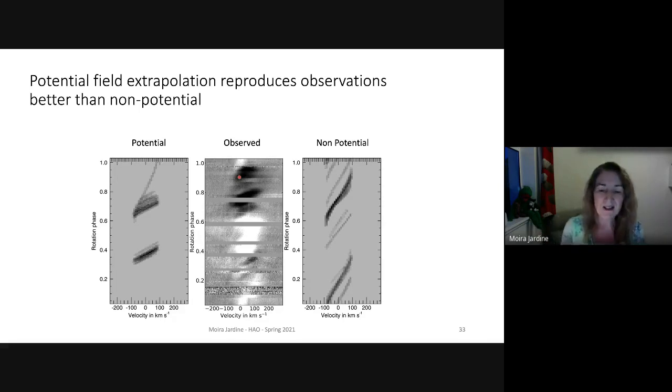So what this tells us is that slingshot prominences can be used a bit like iron filings to outline the structure of the star's magnetic field. And we can hopefully use these observations to learn about how the magnetic fields in these stars are structured out in the corona, where we can't observe the magnetic fields directly.